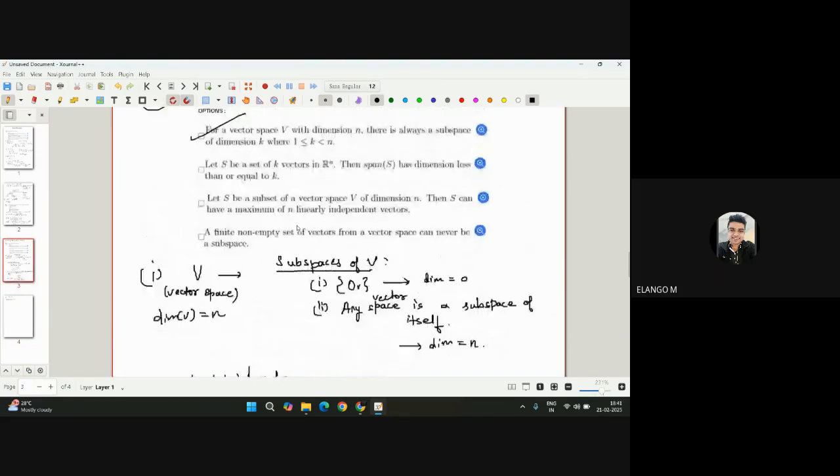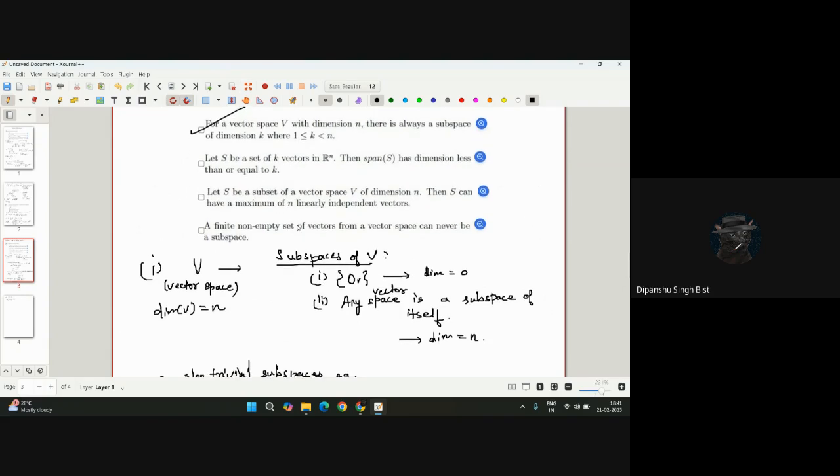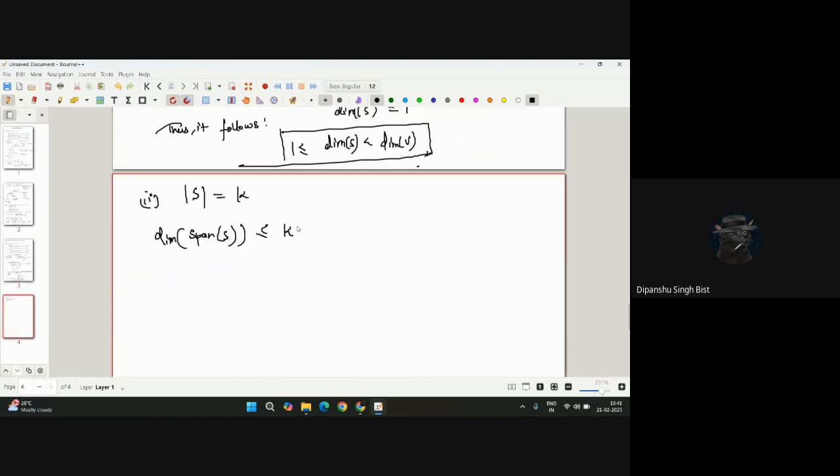Is this the correct option, right? Yeah, so this option is correct. Why? Because see, what are the possibilities? First possibility is if all k vectors are independent.